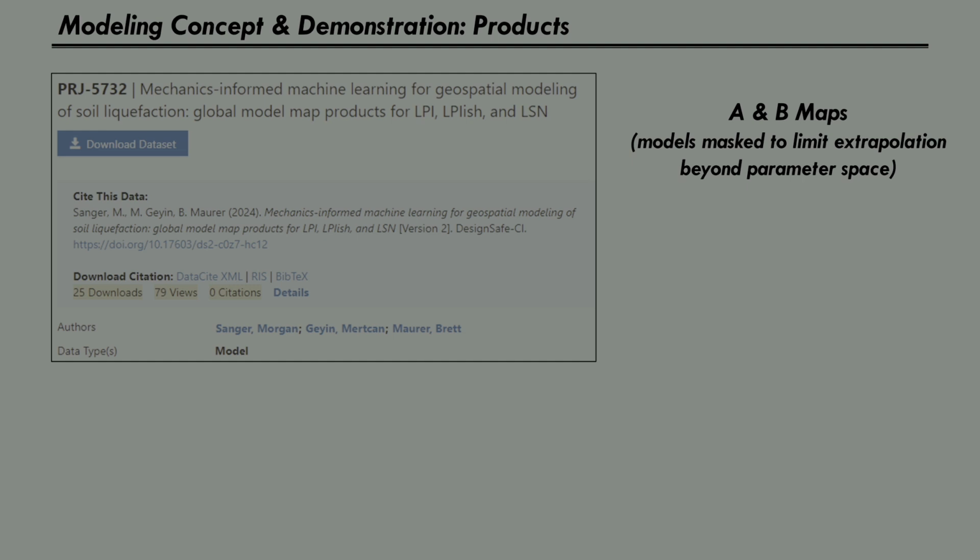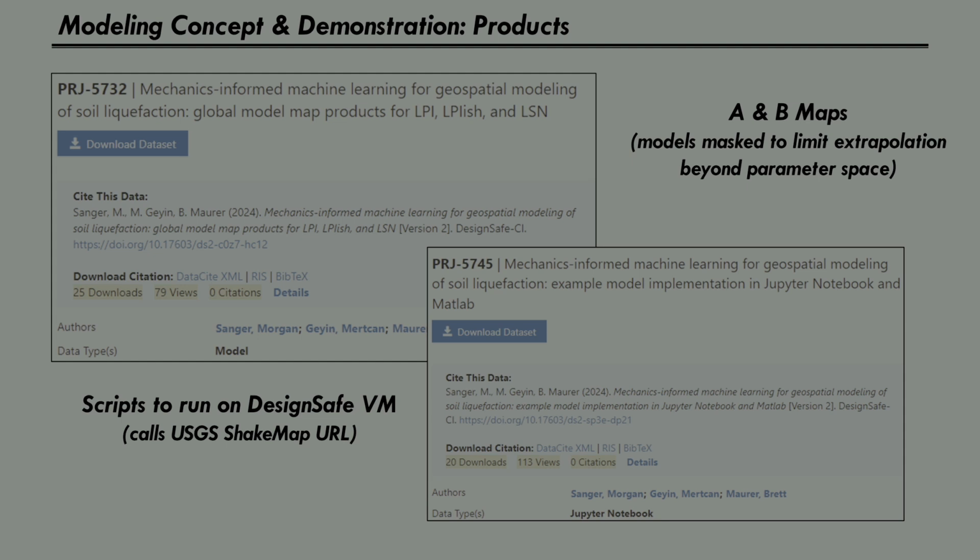We have these A and B maps for the entire world for these 3 different geotechnical models. We also have some example use scripts that can work in the Design Safe virtual environment. All a user would have to do is give the URL to a shake map from the USGS, which there must be millions, and it's quite easy.